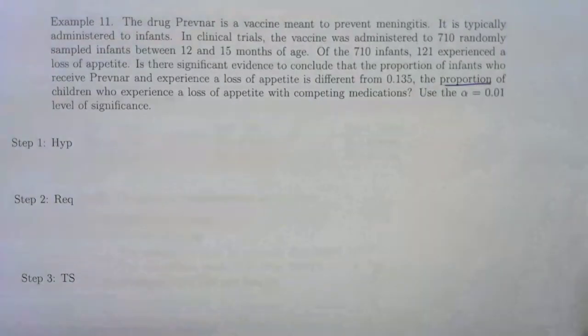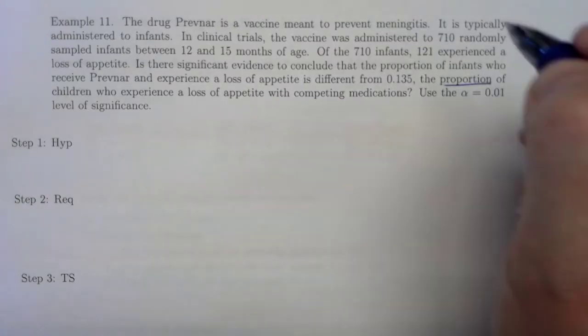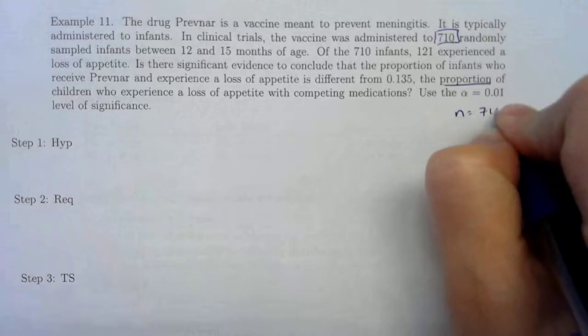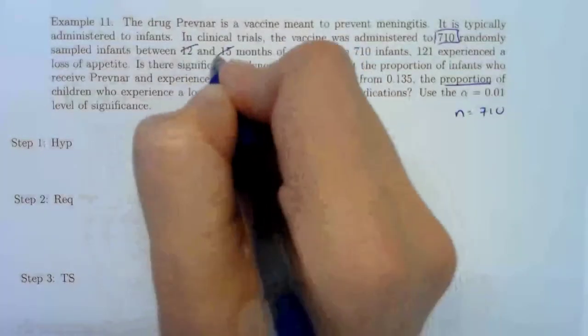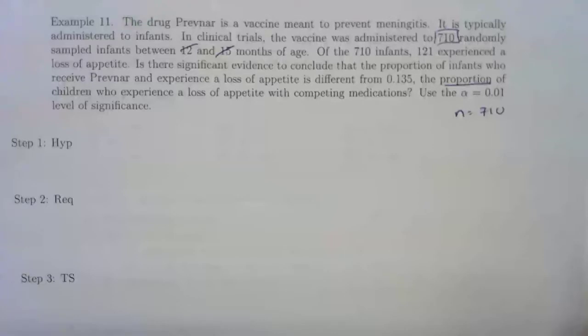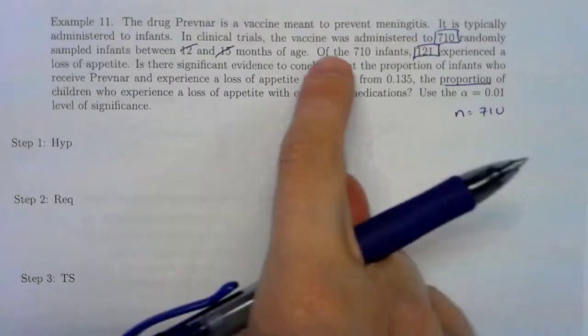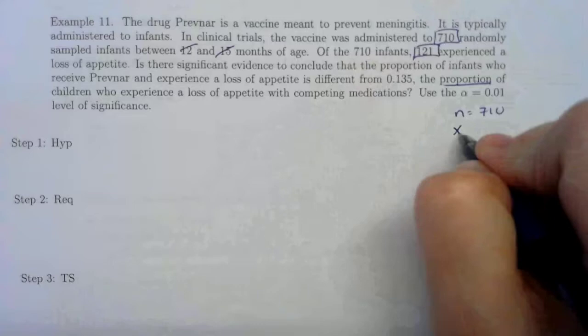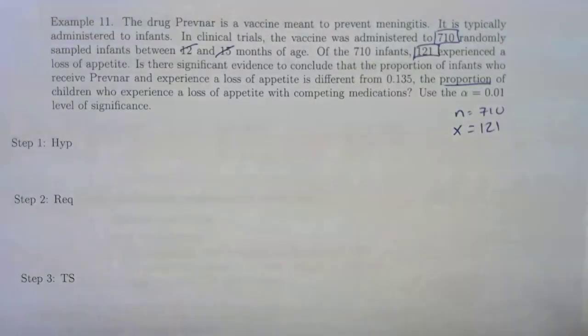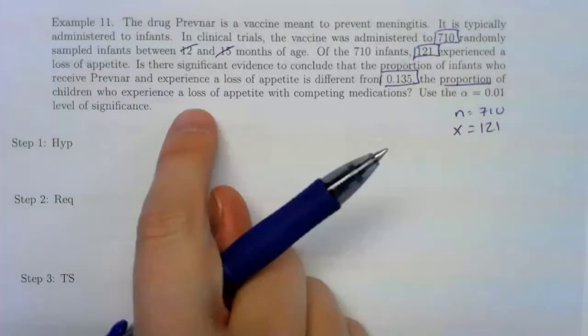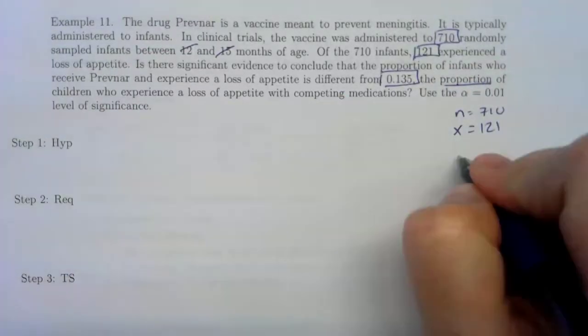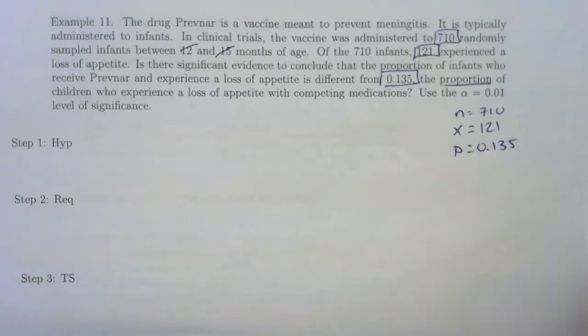So the first question, proportions or means. We're talking about proportions. So let's figure out everything that we have. We have 710. 12 and 15 are not part of our calculations, so we don't need to worry about that. Then we have 121. So similar to the last problem, it says out of this 710, we have 121. So that's our x. Again, we'll use it to get p hat. And then we have this 0.135, and it tells us this is the proportion of children who experience a loss of appetite with competing medications. This is our p. This is our status quo value.